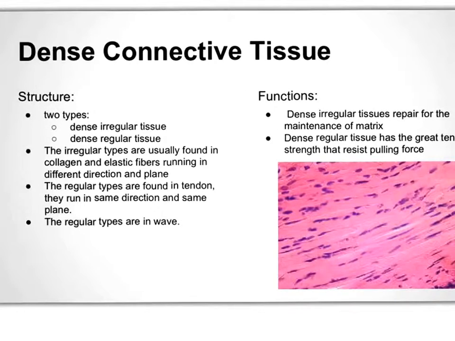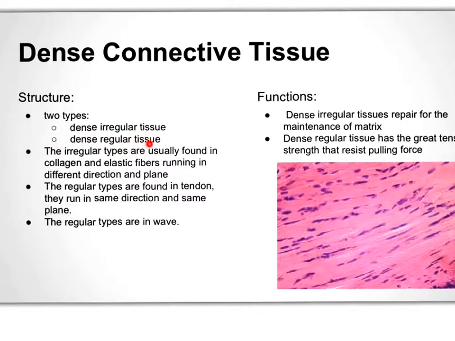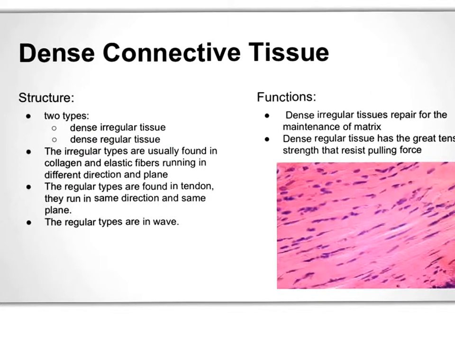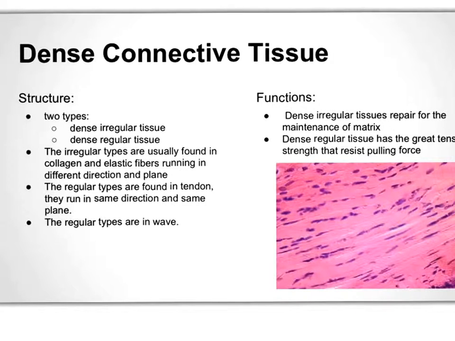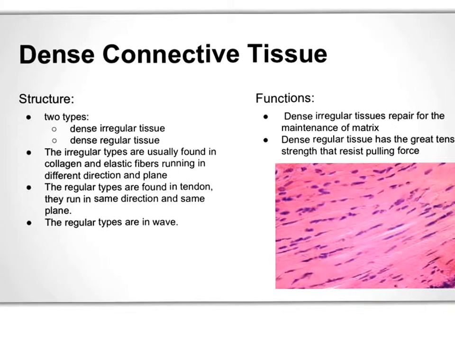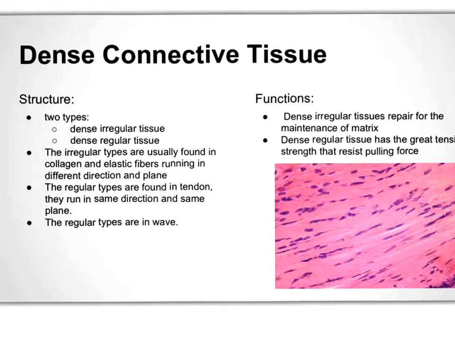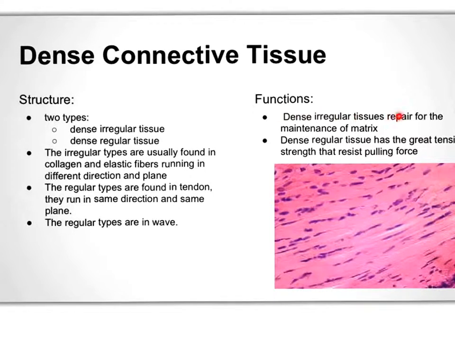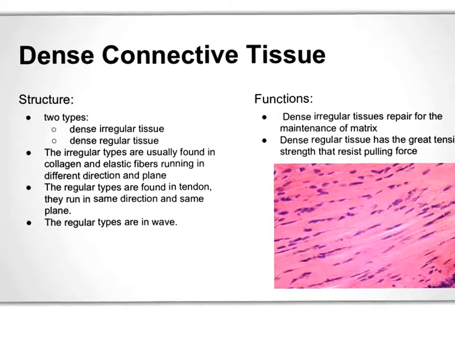2 types of dense connective tissue are found, which are dense irregular tissue and regular tissue. Dense irregular tissue contains collagen and elastic fiber, and they are running in all different directions in a plane. Dense regular tissue is contained in tendon. It's the opposite from the irregular type. They are running in the same direction in a plane. Irregular types are required for repair and maintenance of the matrix, and the regular types have big tensile force that resist the pulling force.